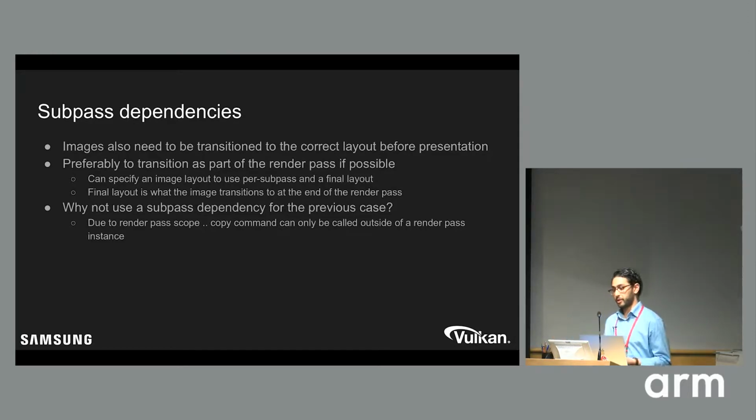And the reason we didn't use that before is because functions in Vulkan have a render pass scope, which means that they can either be used inside a render pass instance, so between begin render pass and end render pass calls, or only outside of a render pass instance. So in the case of a copy, like vkCmdCopyImage or vkCmdCopyBufferToImage, you can only use that outside of a render pass instance, which means you need to use explicit pipeline barrier calls.